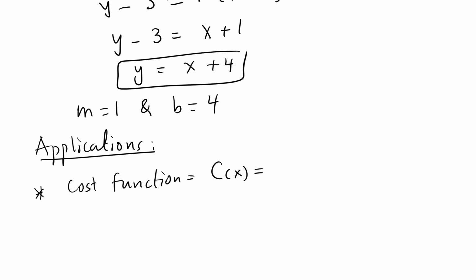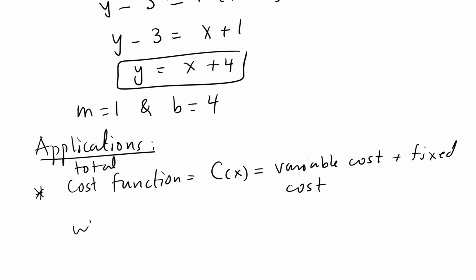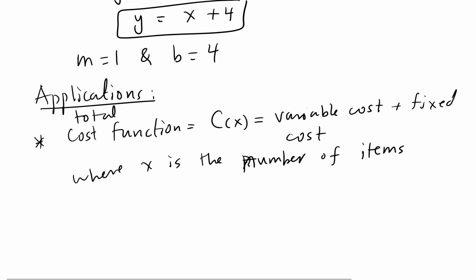That's the total cost. So the total cost function is always equal to the variable cost plus the fixed cost, where x is the number of items, let's say, or producing items.